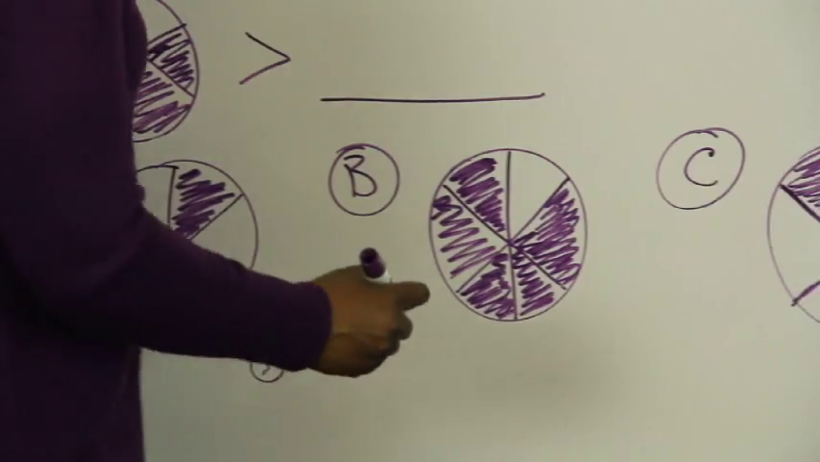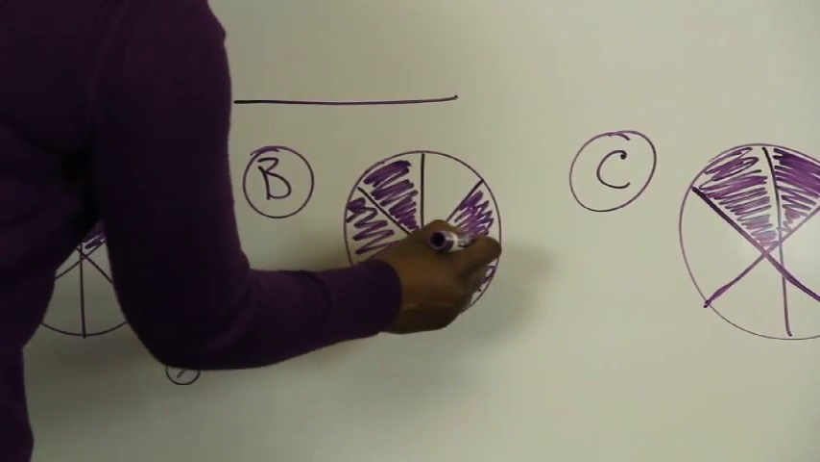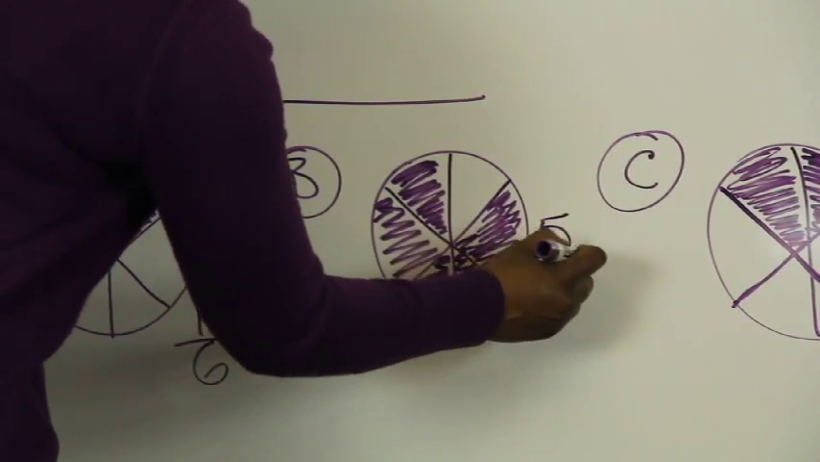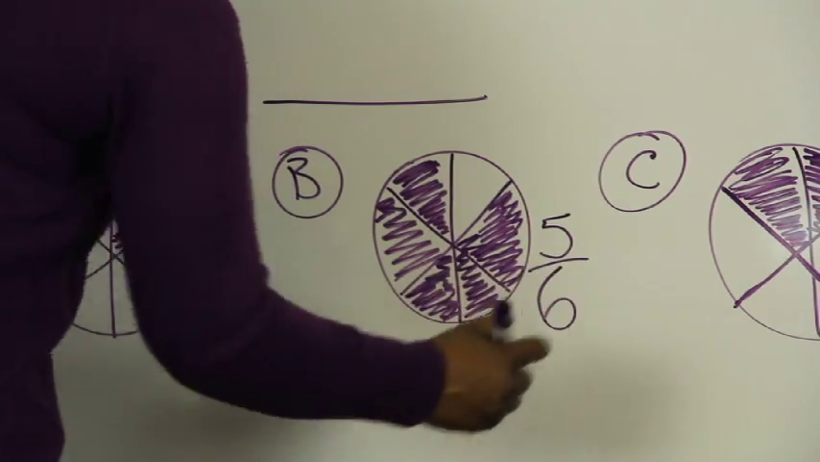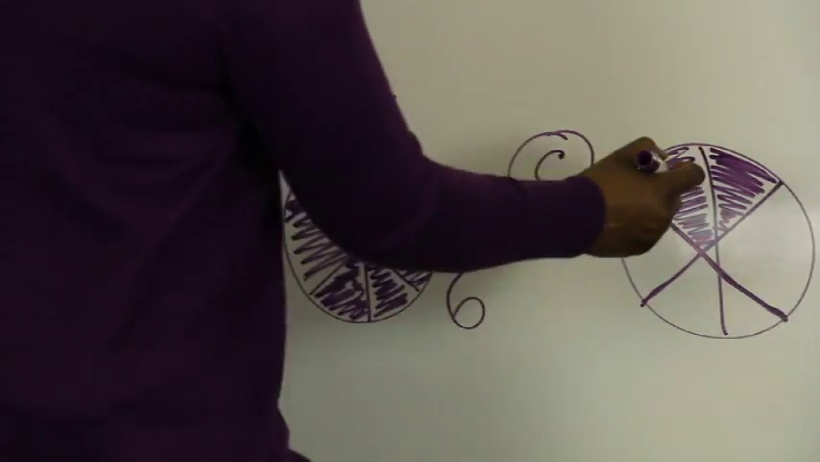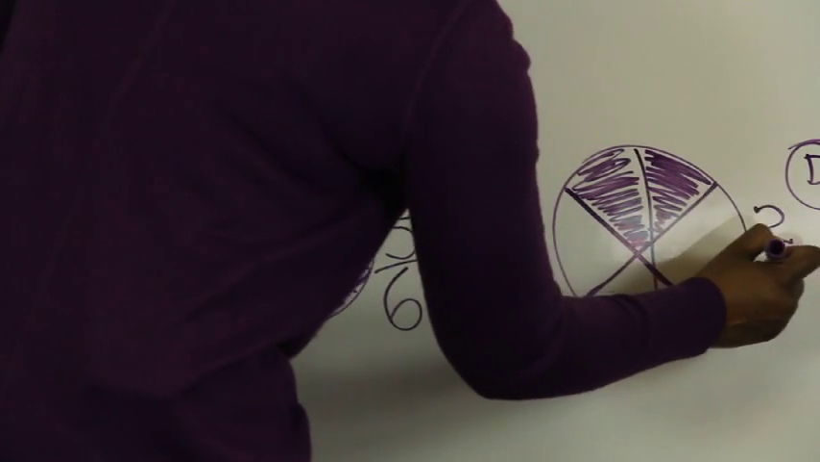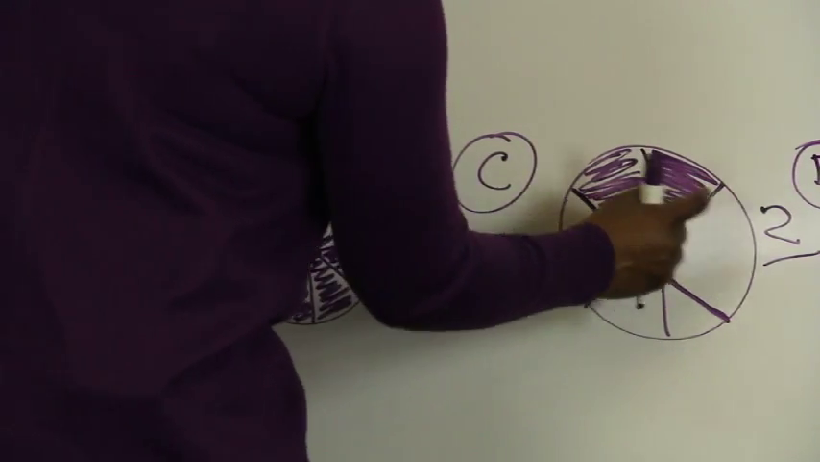The next one has 1, 2, 3, 4, 5, and then one more that's not shaded, so that makes it 6. And this one has 2 that is shaded, 1, 2, 3, 4, 5, 6.